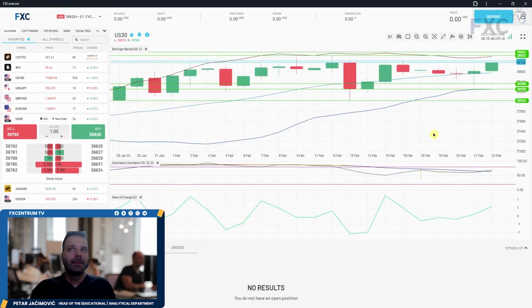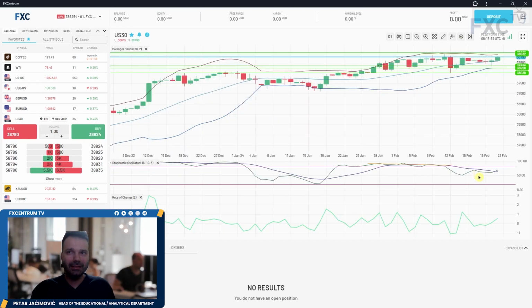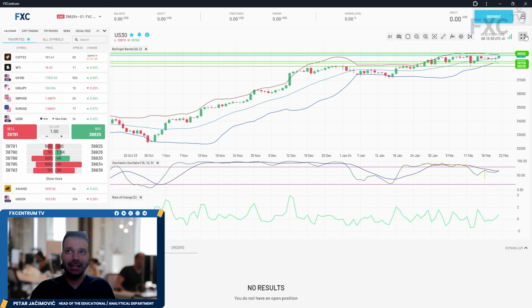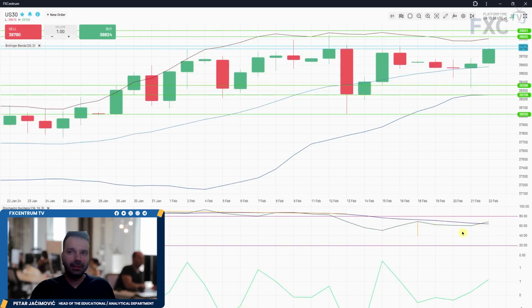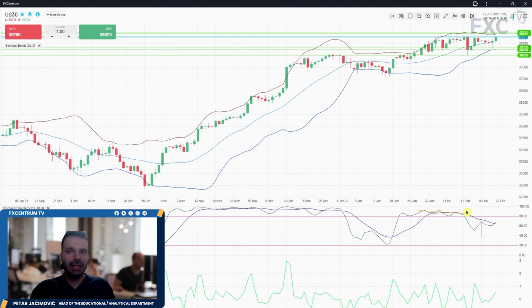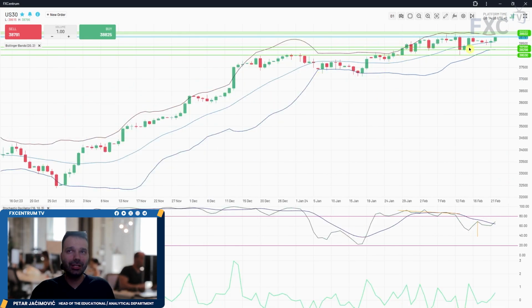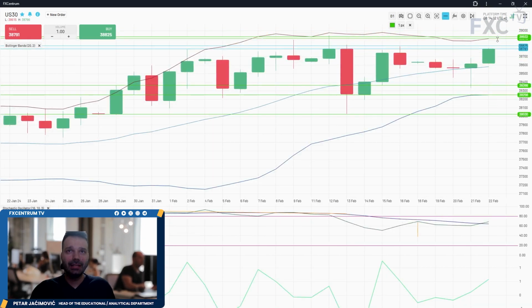US 30 had just consolidation around the middle Bollinger Band, and you can see also on the stochastic the fast line has crossed the slow line. The slow line is still downside sloping, but anyway, the upside trend is present, and the middle Bollinger Band held. So the next area to pay attention to for the US 30 is around 38,900, 930 mark, which is the upper Bollinger Band.